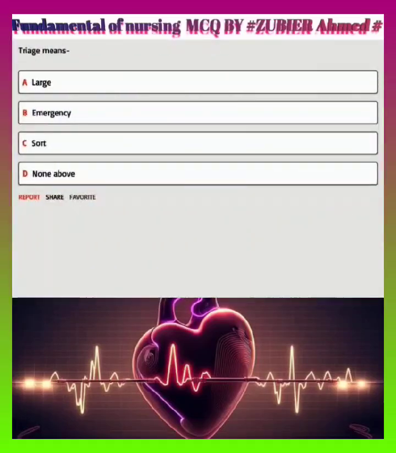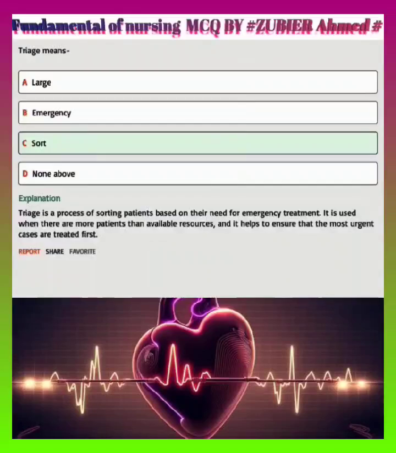Triage means A. Large. B. Emergency. C. Sort. D. None above. Correct answer: Triage is a process of sorting patients based on their need for emergency treatment. It is used when there are more patients than available resources, and it helps to ensure that the most urgent cases are treated first.